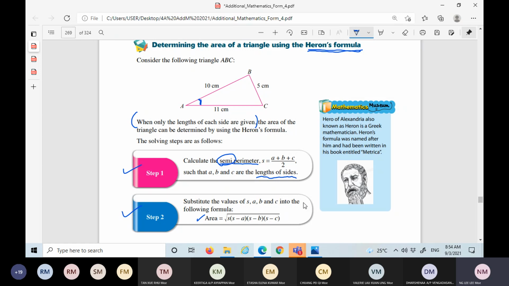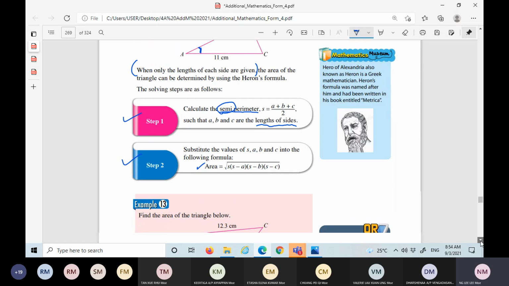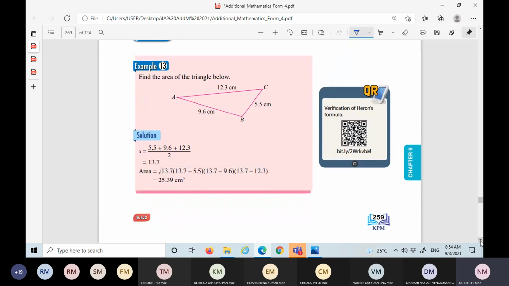Let us look at one example. The proof of the verification of Heron's formula, we don't go through it because it needs some knowledge in trigonometry that you didn't learn yet. You will learn it during your Form 5 for trigo. So this one I don't go through with you.